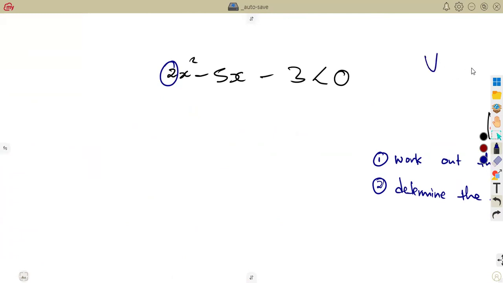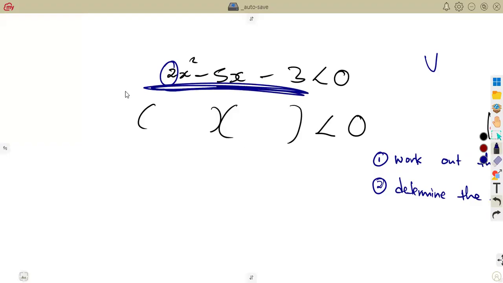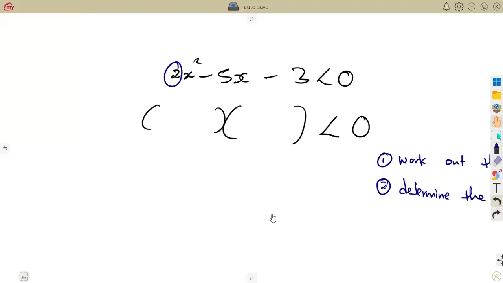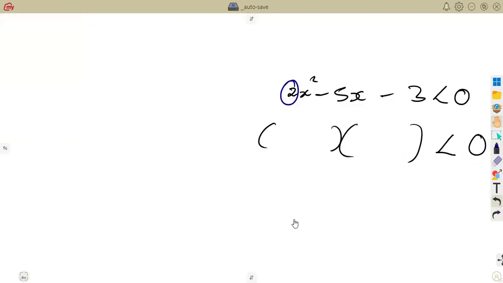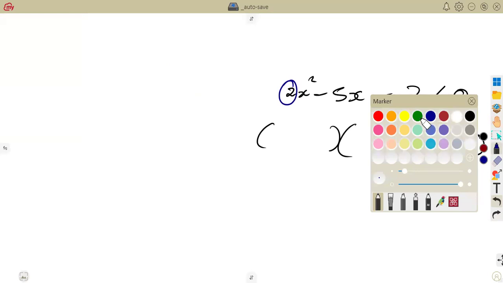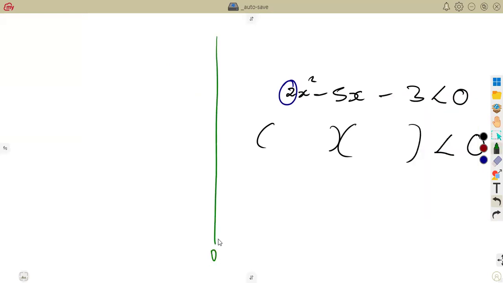But we need the critical values, guys. The critical values come from the factorization. That is where the factorization plays a role. You have to factorize this quadratic expression. How do you factorize this type? Using the different techniques or methods that we have been taught in class, you can apply those techniques on how to factorize such types of quadratic expressions.